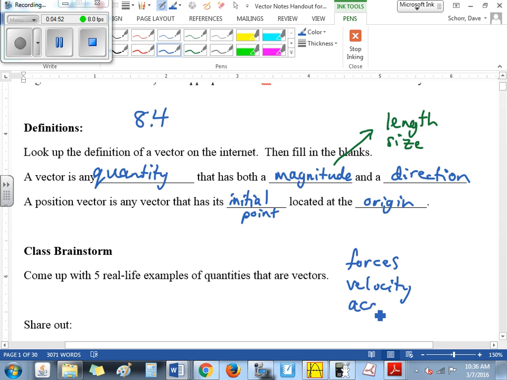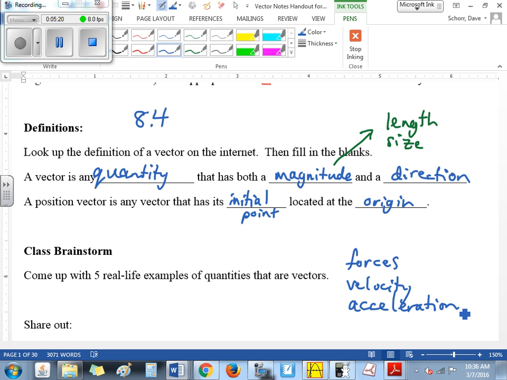Okay, so we'll write down acceleration, and also any quantities that are connected to these. For example, if you take mass times velocity, we call that momentum. Since velocity is a vector, I'm sure momentum is too, right? If you take mass times acceleration, we call that a force. Acceleration is a vector, you just multiply it by m, it's still a vector.